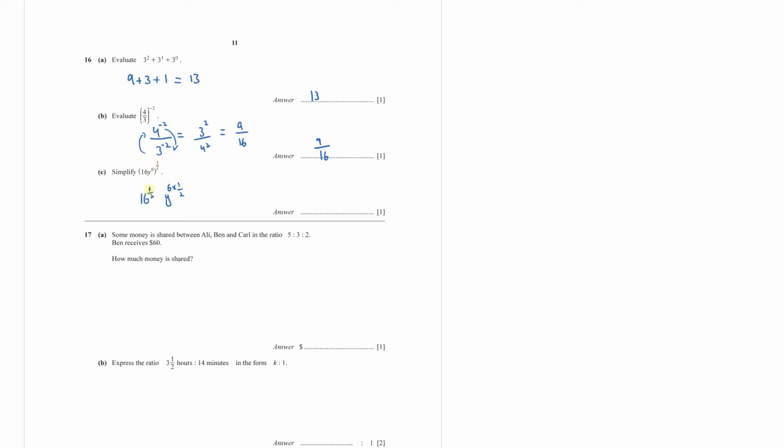So 16 power 1 by 2, which is like square root. So the square root of 16 is 4. So you get 4 here. And then you can cancel out 2 and 3. So you get y cube. So 4y cube.